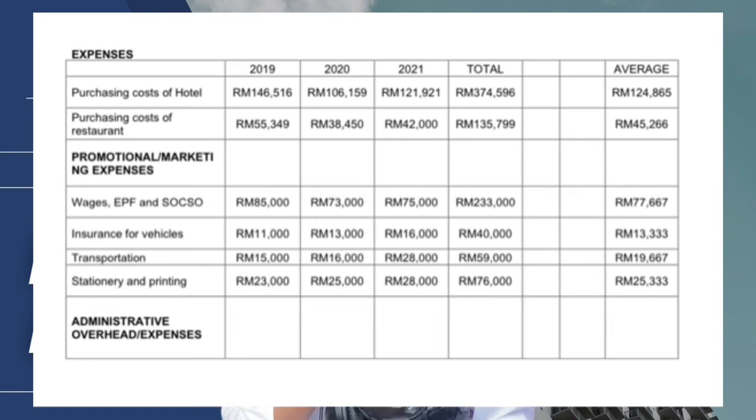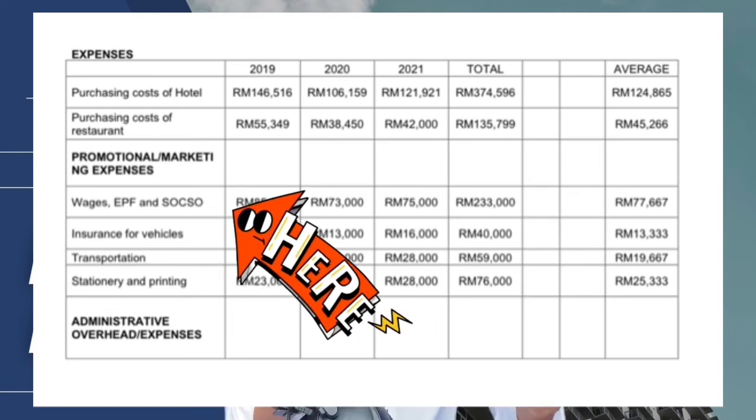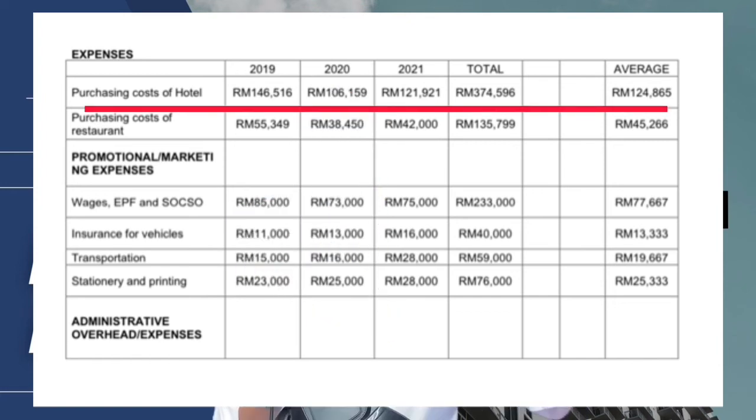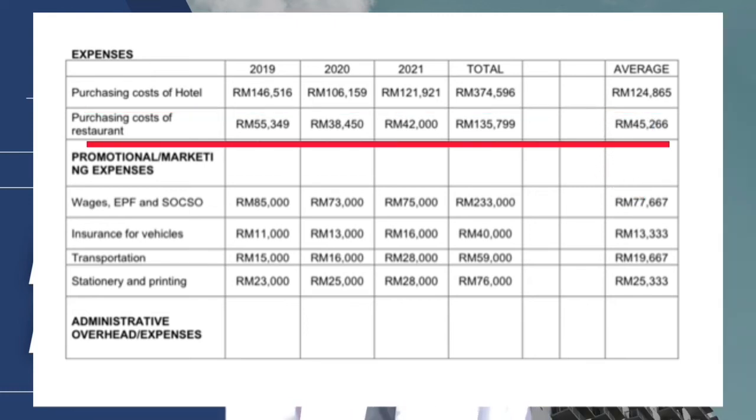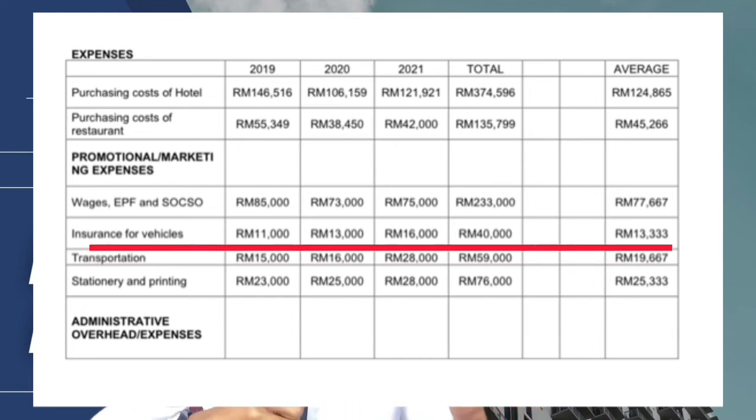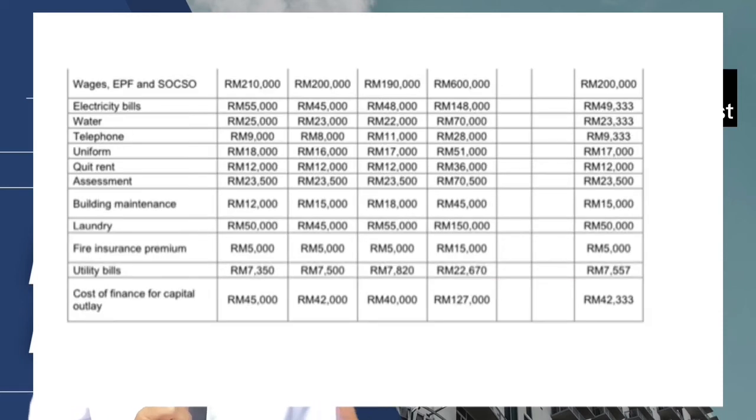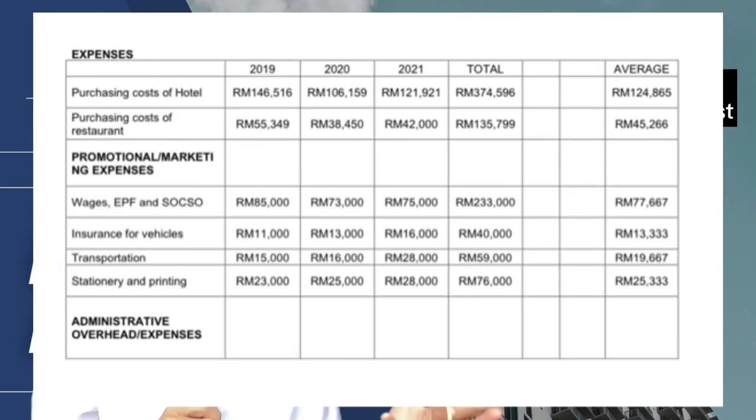Referring to this table, we list down all the expenses for the current 3 years. For example, purchasing cost of hotel, I list 2019, 2020 and 2021. We sum all the expenses for 3 years and divide by 3 to get the average. We repeat this method for all the expenses, and after we get all the average values, we sum them all and make it the total expenses.